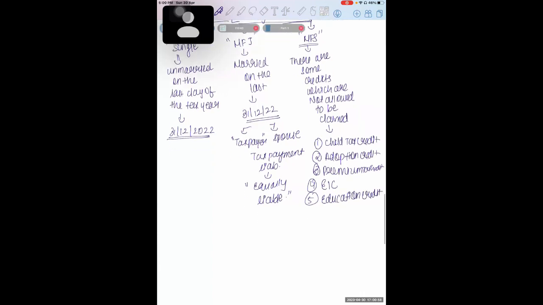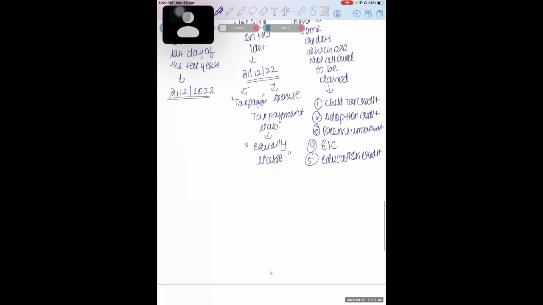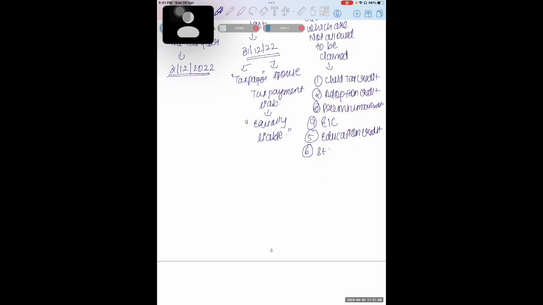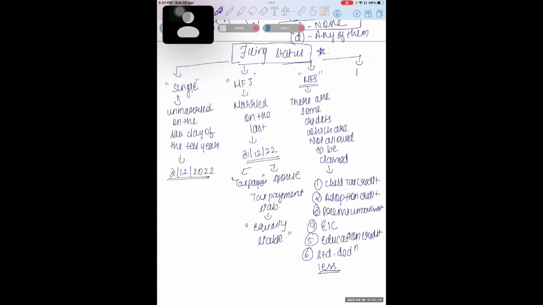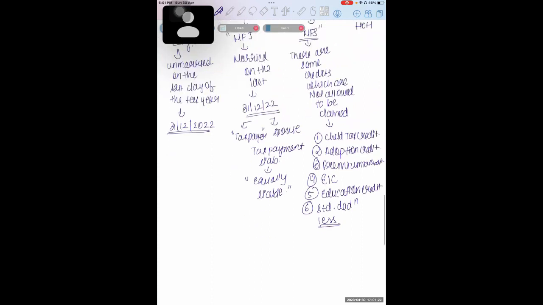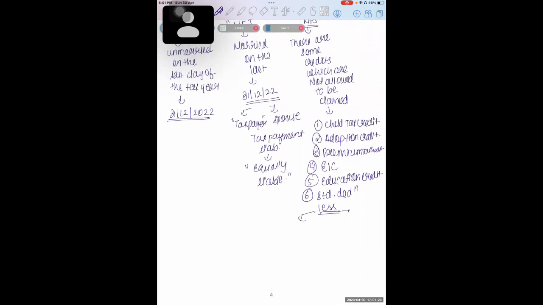Okay. All right. And apart from this, remember one thing: the standard deduction. We'll come to that topic just after this. The standard deduction will also be less. In MFJ you get the higher benefit, and then you get the next higher benefit in HOH. But here the standard deduction will also be divided between the taxpayer and the spouse. Okay.